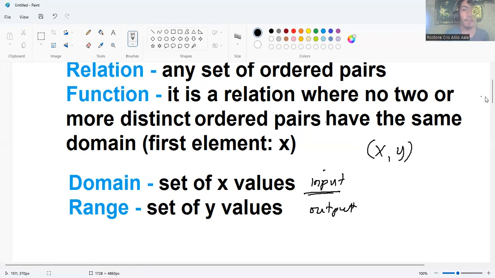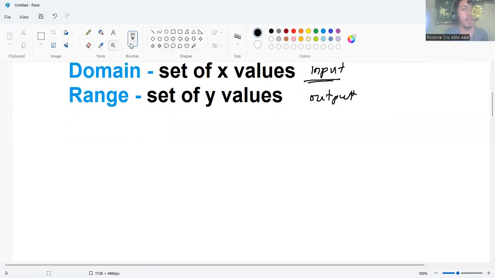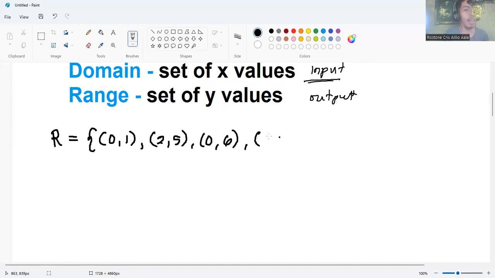Let's have an example of a relation. So ito yung isang example ng relation. Halimbawa, I have here the relation R, which is equal to the set contains the ordered pairs (0, 1), (2, 5), (0, 6), and for example, (2, 7).